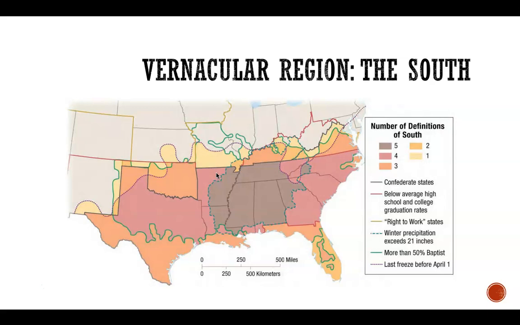Or you could look at it as right to work states. That's a Southern attribute. Or the weather, climate, right? Like the last freeze, or when winter precipitation is higher than 21 inches. That might be a border. And there's some stereotypical things in here in terms of below average high school and college graduation rates. You see the Bible Belt in here as well. So an intense number of Baptists in the South compared to other parts of the United States.